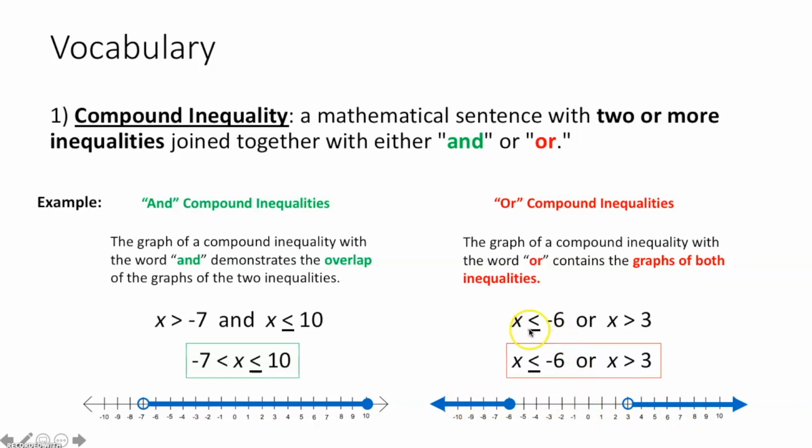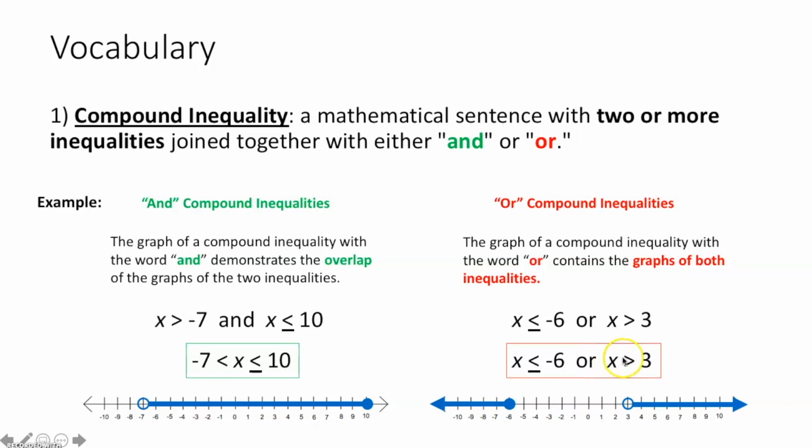So here, x is less than or equal to -6. What I do is I put a closed circle at -6 because there's an equal sign here. And I want all x values less than or equal to -6. So I'm going to shade to the left. And since our variable's on the left, the inequality symbol, remember, points which direction we should shade.